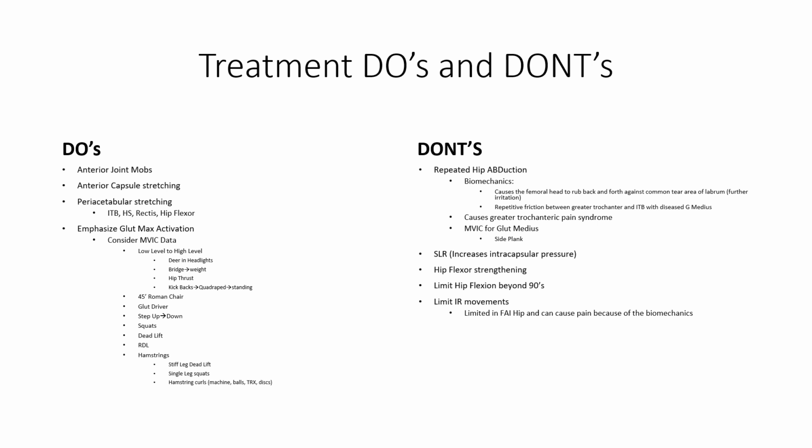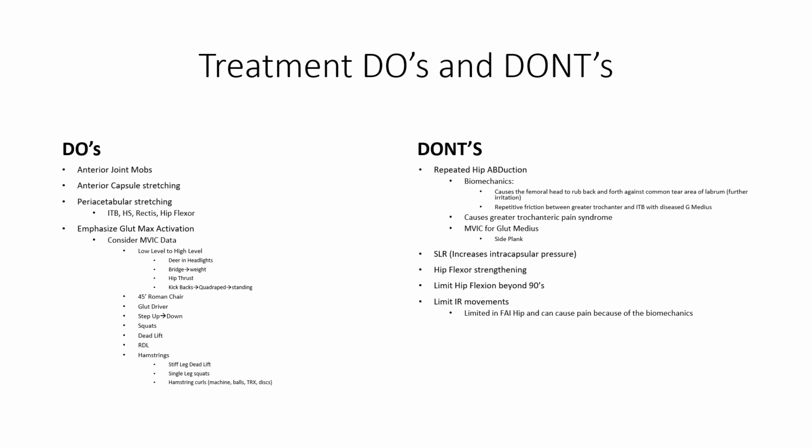You have a deadlift to get that glute max and those quads again. You have a standing RDL. You can get involved into those hamstrings and go into the stiff-legged deadlift, going into the RDL. You got a hamstring curl with the machine, with a ball, with the TRX, with the discs. There's a lot of different things you can do there.